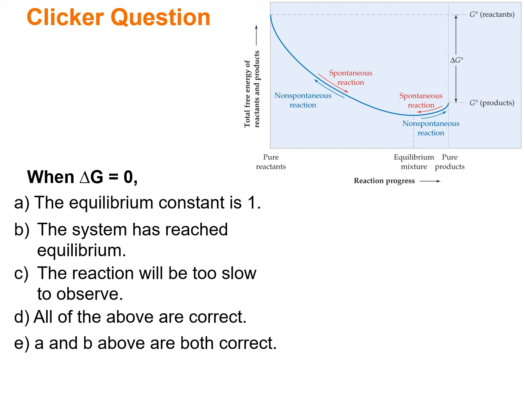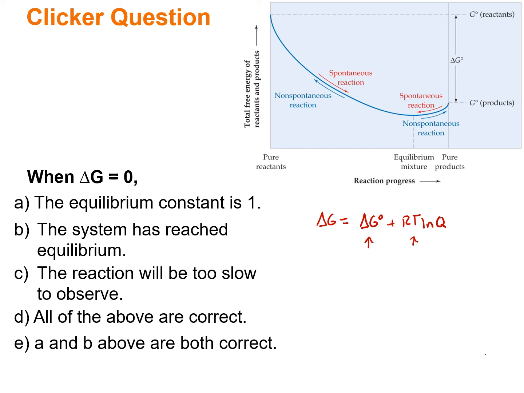Okay, so in this one it's asking us when delta G equals 0, what's true here? One option states that the equilibrium constant is 1. Well, remember, delta G equals delta G naught plus RT ln Q. When the equilibrium constant is 1, delta G naught is minus RT ln K, and K is 1, so we get 0 for that quantity. However, we're still left with RT ln Q, so that doesn't ensure that delta G equals 0.